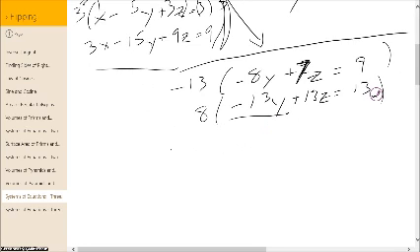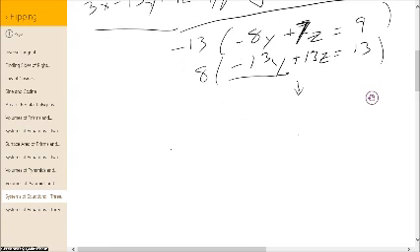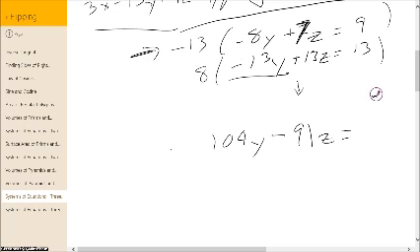So I'm just going to distribute this negative 13 and this 8, and you'll see where this is going, okay? So this now becomes 104y. That's the first thing. I'm working on this guy up here first. Okay. Minus, well, 13 times 7, that's 91z. And 13 times 9, or negative 13 times 9, this is going to be negative 117.